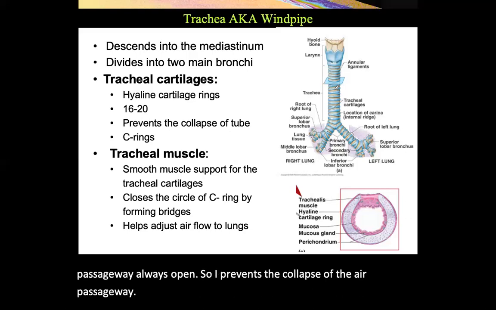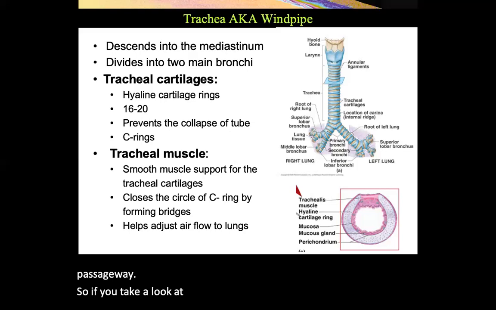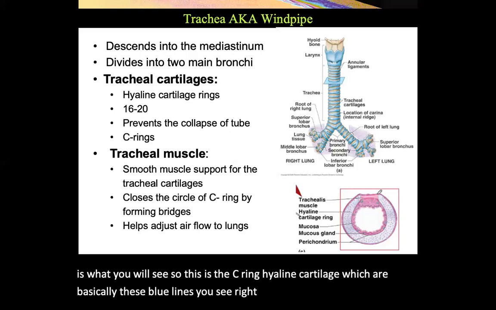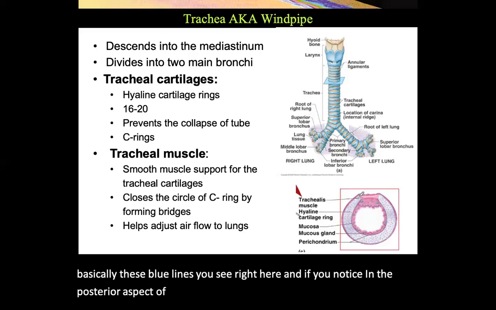So if you take a look at the trachea from the superior view, basically this is what you will see. So this is the C-ring hyaline cartilage, which are basically these blue lines you see right here. And if you notice in the posterior aspect of that, right here, you have the muscle that holds the two ends of it. This muscle is called the trachealis muscle.